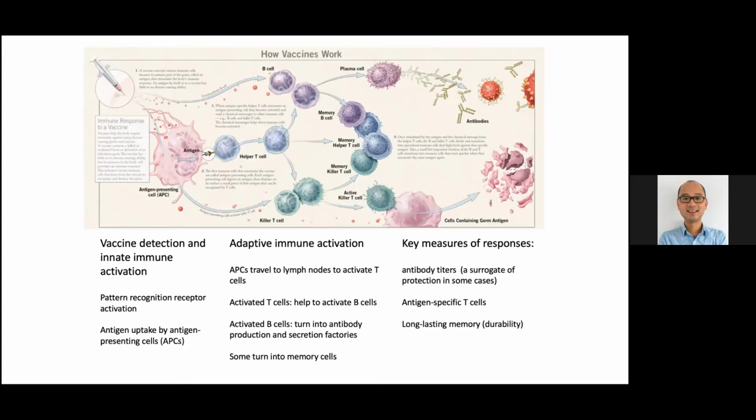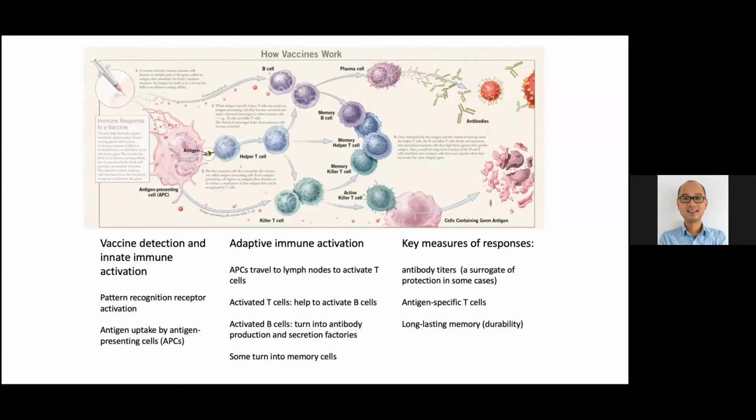So there are cells that encode pattern recognition receptors that sense some of the molecules in these vaccines, and they can get activated. These cells will also take up these molecules, these antigens. And so, for example, professional antigen presenting cells like dendritic cells then move to secondary lymphoid organs like lymph nodes to start activating other cells. So, for example, they would interact with T cells, and these dendritic cells can present antigens to the T cells and educate them. And these activated T cells can then also help activate B cells, and these B cells can turn into fairly large antibody production and secretion factories, basically.